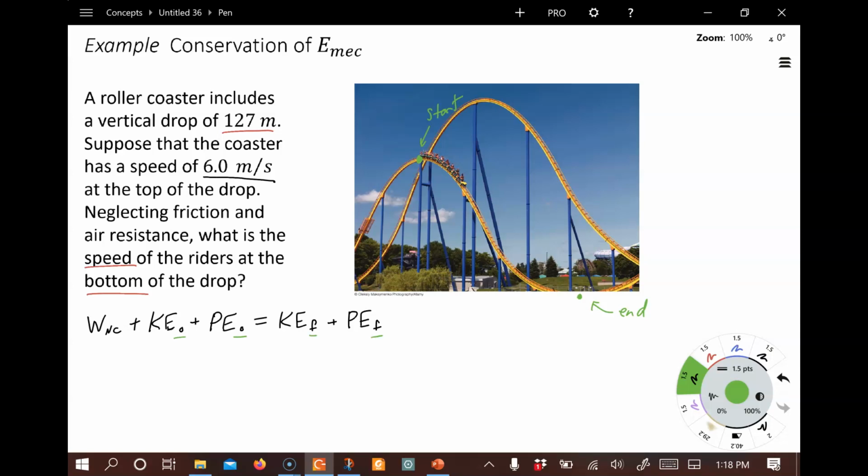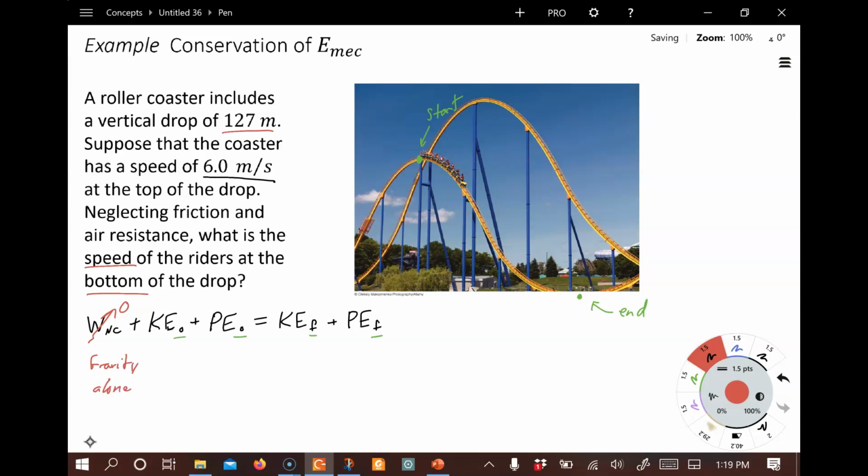And now in this problem, it says neglect friction and air resistance, which means gravity alone is going to govern this motion. So that means that there's no non-conservative forces doing work, right? This is gravity alone. And so we can cross out W nc.